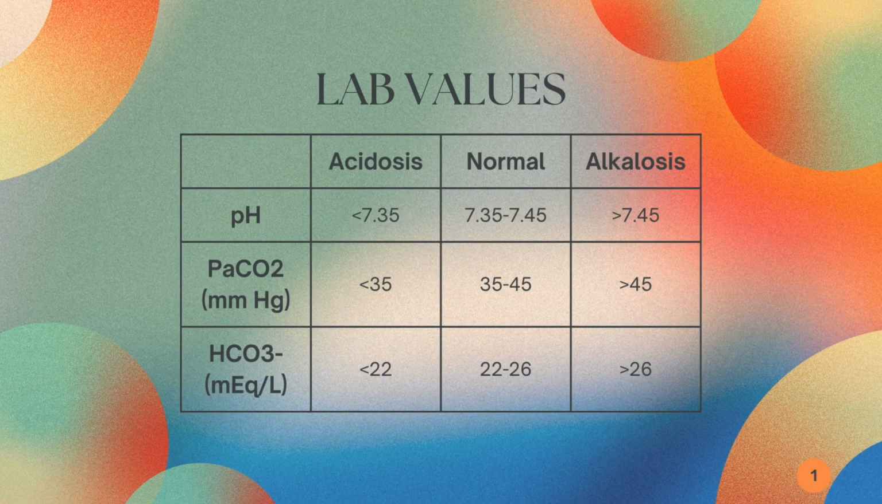So for lab values, you're going to be looking at 3 different values. You're going to look at pH, the CO2, and then bicarbonate. I think it's easiest just to remember those normal values. You'll be able to know what's outside the range if you just know those normal values. So normal values for pH is 7.35 to 7.45, CO2 35 to 45, bicarbonate 22 to 26. So anything outside those values are as follows.